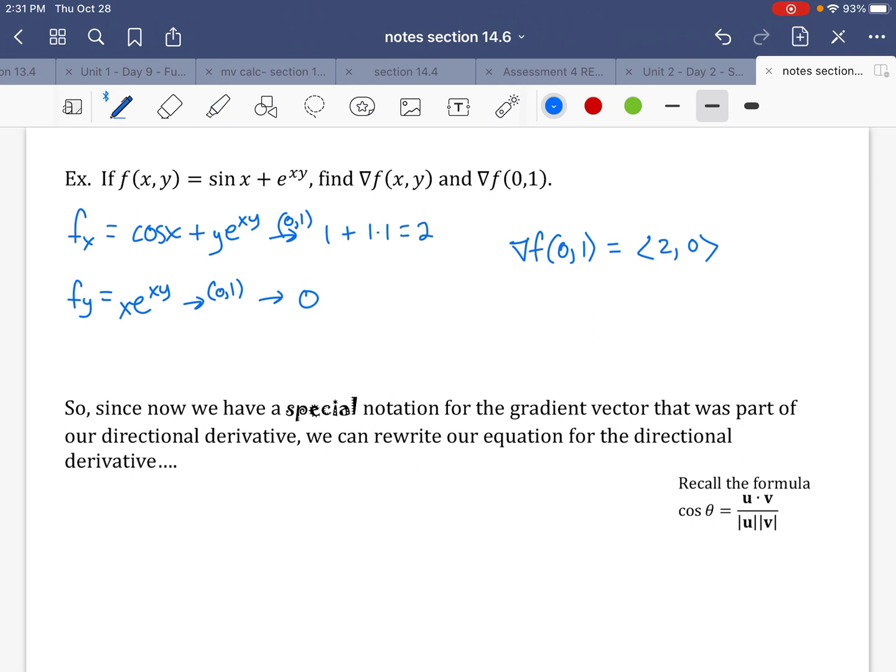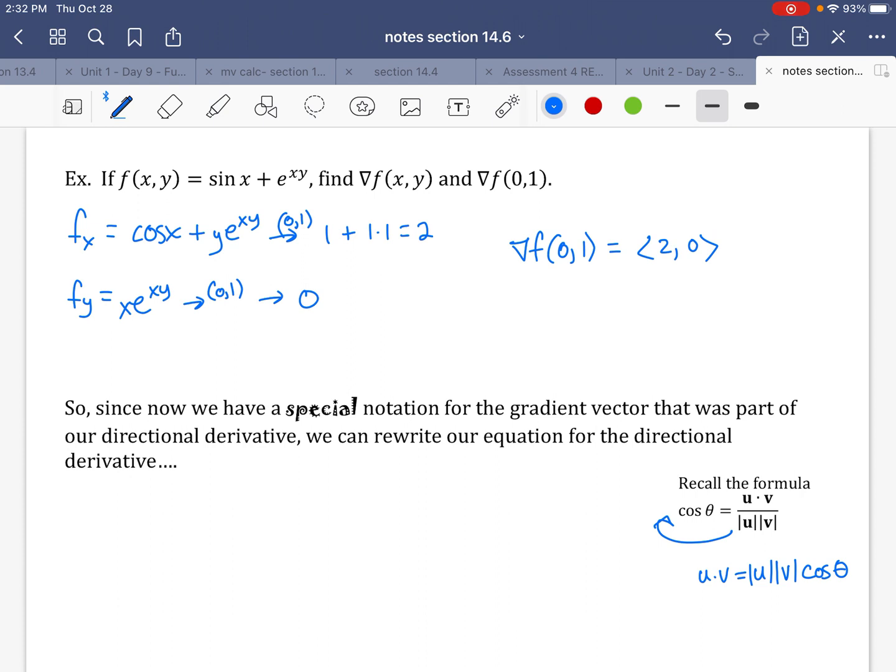Okay, since we now have a special notation for the gradient vector that was part of our directional derivative, we can rewrite the equation for the directional derivative. Remember this old formula over here. If I rewrite that a little bit, I have that the dot product is equal to the magnitude of u times the magnitude of v times the cosine of theta, if I rearrange that.